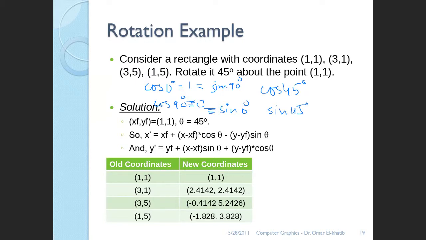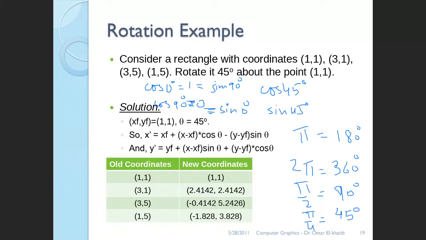Then we also know, as we discussed before when we were discussing arcs, that pi radians is equal to 180 degrees. 2 pi is equal to 360 degrees. Pi by 2 is equal to 90 degrees, and pi by 4 is equal to 45 degrees. So 45 degrees here is equal to pi by 4. So we will use sine of pi by 4 and cos of pi by 4, and they have their values.